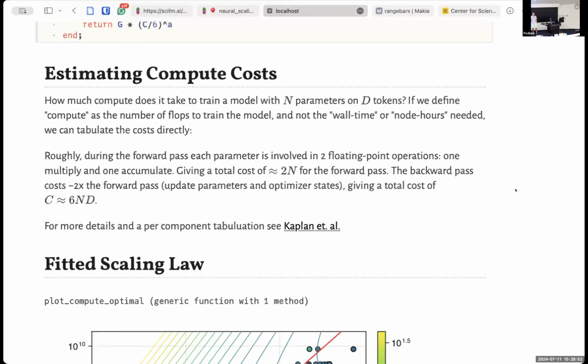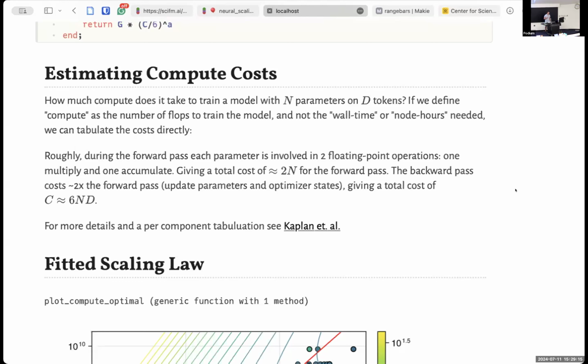This is relevant if you're writing a proposal, which you almost certainly will have to do. So we've been talking about compute and the cost, but what do we mean by that? The key thing to remember is it's not the wall time, it's not the node hours, it's none of that. It is the number of floating point operations that would need to be performed in a forward and then backward pass of the model.